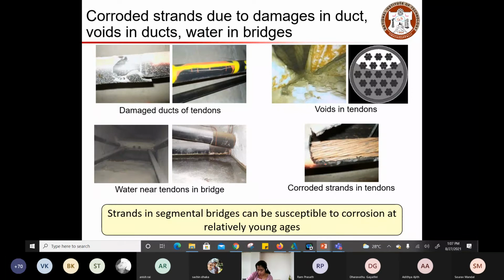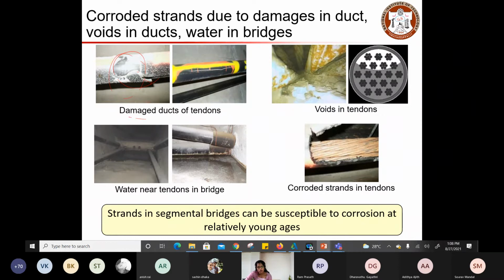Here again, when you use a damaged duct, that will lead a way for water to enter the system, and further that reacts with the strands and leads to this type of corrosion. Here is an example of such poor usage of ducts. When you have damaged ducts, you can see part of the duct is broken, and the strands are inside.